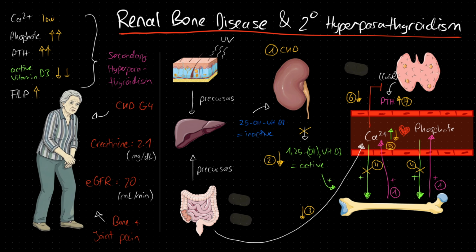Therefore, to effectively raise calcium levels, PTH also stimulates phosphate excretion in the kidneys. Then, serum phosphate decreases. Additionally, PTH increases calcium reabsorption in the renal tubules, leading to a net increase in serum calcium.